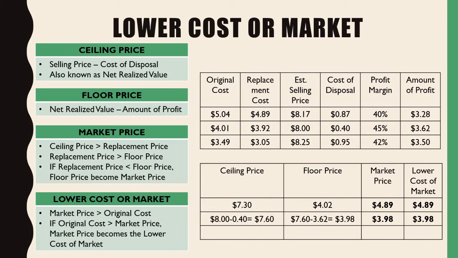So let's go ahead and try the last one. If I purchase my item for $3.49, and the market is telling me it's now worth $3.05, I'm going to sell it at $8.25. To get rid of my item, it's going to cost me 95 cents. And I want at least a 42% profit. So when I marked up my price at $8.25, I am expecting to get $3.50 out of it in profit.